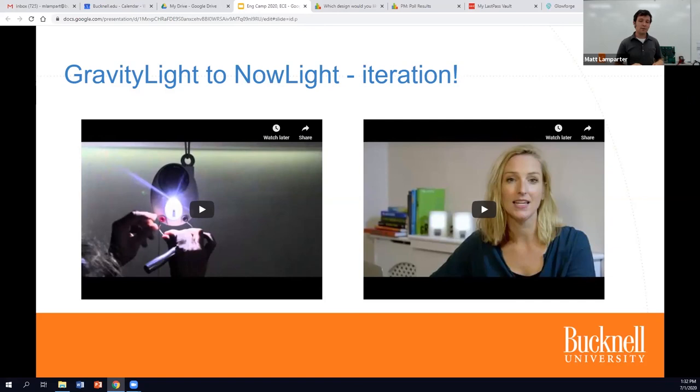Well, not really. What was wrong? Okay, let's do it again. Let's fix those things. So there's this concept of iteration: doing something, checking it, seeing what's wrong, doing it again, checking it again, and so it's constant improvement. And so the gravity light then went on to become the now light, which has even more functionality.